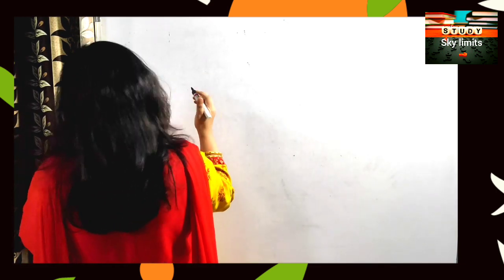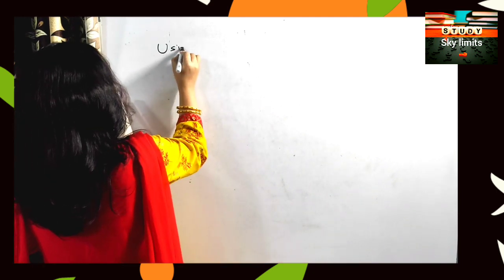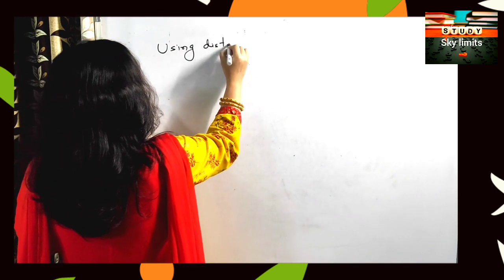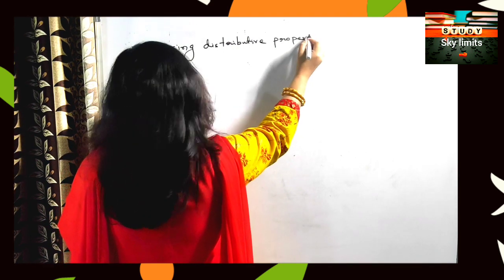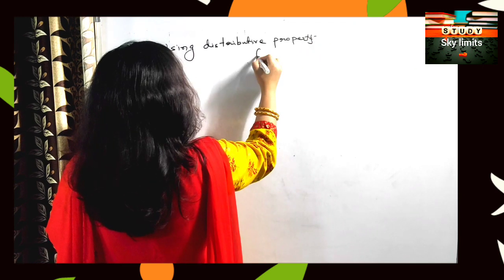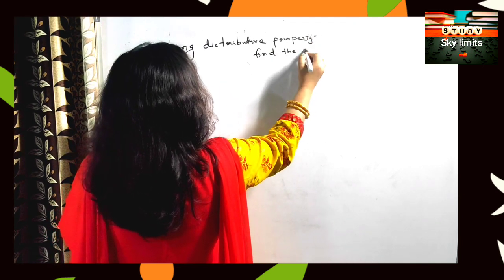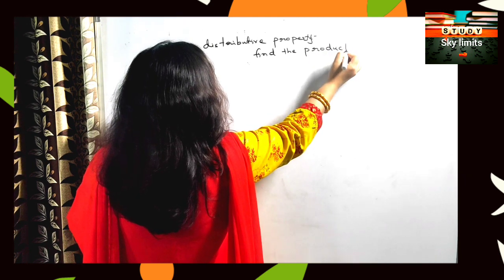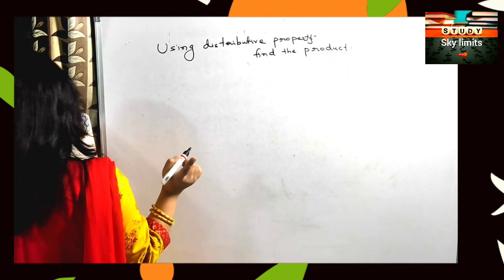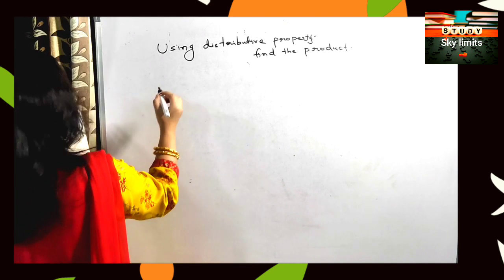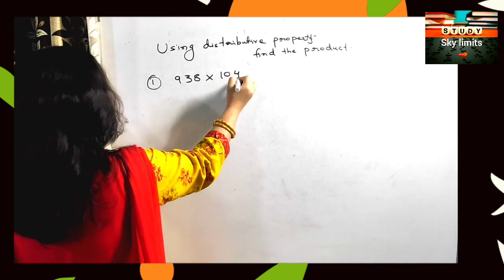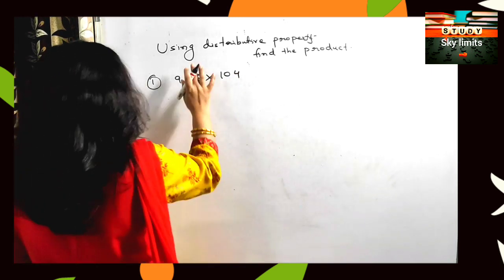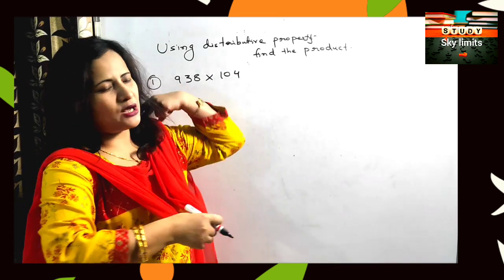Now let us come to the next type of question. The question says: using distributive property, find the following product. That means you have to find the product using distributive property. Let us try one number from here. Let me take 938 multiplied by 104.